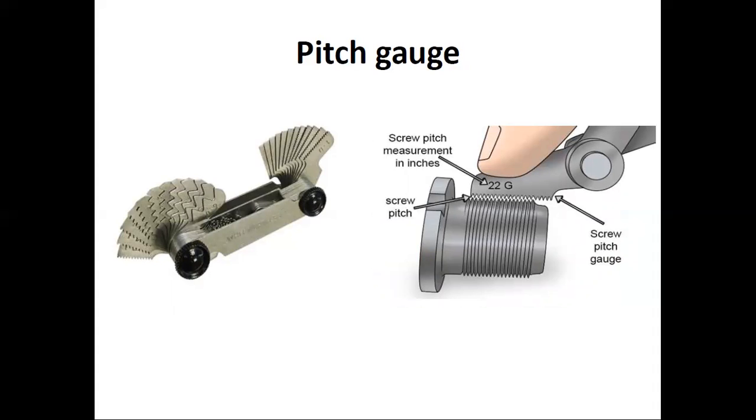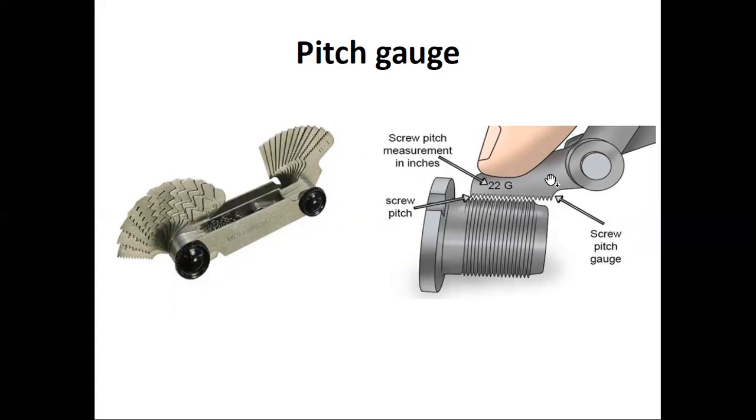Similarly, pitch gauges. These pitch gauges are also a type of simple instrument whose purpose is the measurement of screw pitch. The gap between threads can be measured with pitch gauges. Here is a bolt, and we simply place this pitch gauge over here and find out the value, like here 22G. So the pitch gauge utilized for this is 22G.